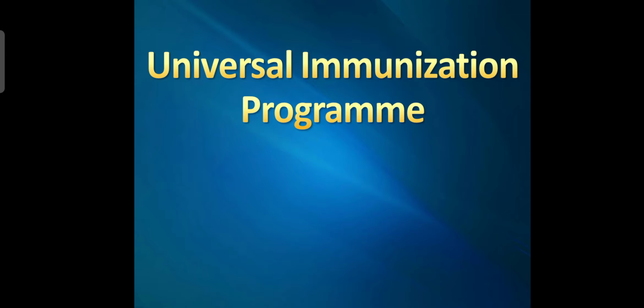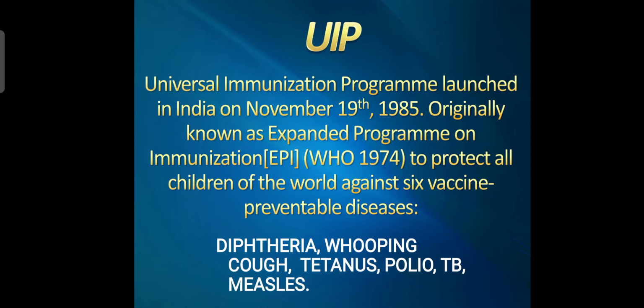Next we are going to see the universal immunization program, UIP. The universal immunization program was launched in India on November 19th, 1985, originally known as the expanded program on immunization, EPI, according to WHO in 1974, to protect all children of the world against the 6 vaccine-preventable diseases: diphtheria, whooping cough, tetanus, polio, tuberculosis and measles. So this program was launched to control vaccine-preventable diseases.